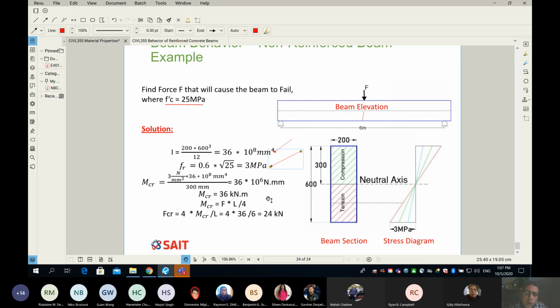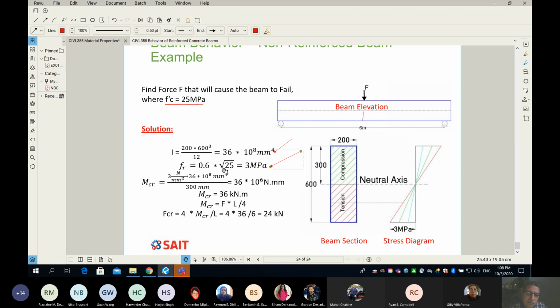Now, if that's the moment that is going to make this beam fail, then how much is the force? There is a relationship between the force and the moment. Then we can simply figure out the cracking force that will fail this beam. And to be honest, I would like to read this backwards. So now we know the answer, but let's read it backwards.